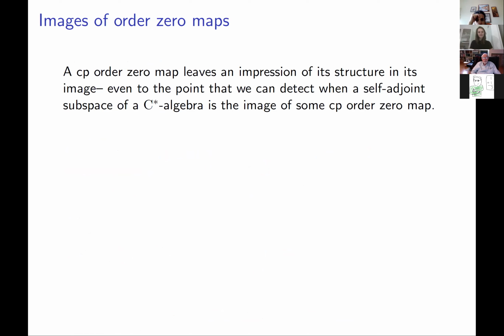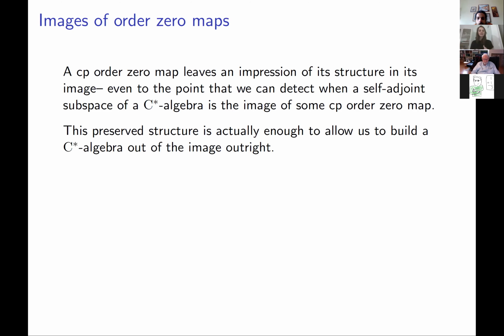So now on to the images of CP order 0 maps, which is where our current research starts to kick in. So it turns out that a CP order 0 map really leaves an impression of its structure in the image. And I mean it when I say that it's the structure of the CP order 0 map and not just the C-star algebra. So this is even to the point that we can detect when a self-adjoint subspace of a C-star algebra is the image of some CP order 0 map, but I'll get to that a little bit more later on.